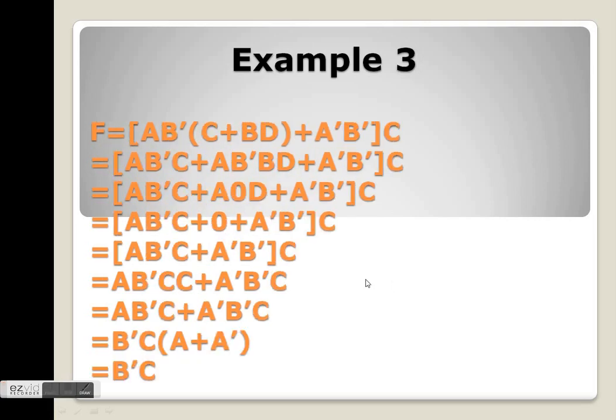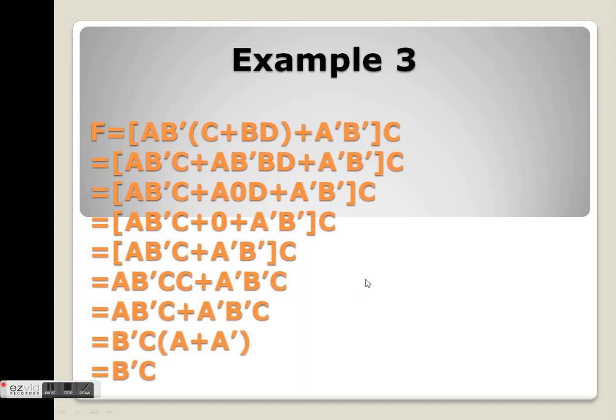Now let's take another example. A B bar C plus BD plus A bar B bar C. Now firstly we will distribute A B bar on C plus BD. So now the expression will become A B bar C plus A B bar B D plus A bar B bar C. Now we know that B bar B is equal to 0. So now the expression will become A B bar C plus A 0 D plus A bar B bar C.